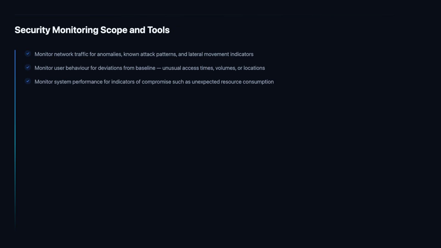System performance monitoring contributes to security detection because many attack techniques produce characteristic performance signatures. Cryptomining malware drives CPU utilization to abnormally high levels. Ransomware encryption produces high I/O activity across large numbers of files. Data exfiltration generates unusual network egress traffic volumes. Denial of service attacks produce traffic spikes that are visible in network throughput metrics.